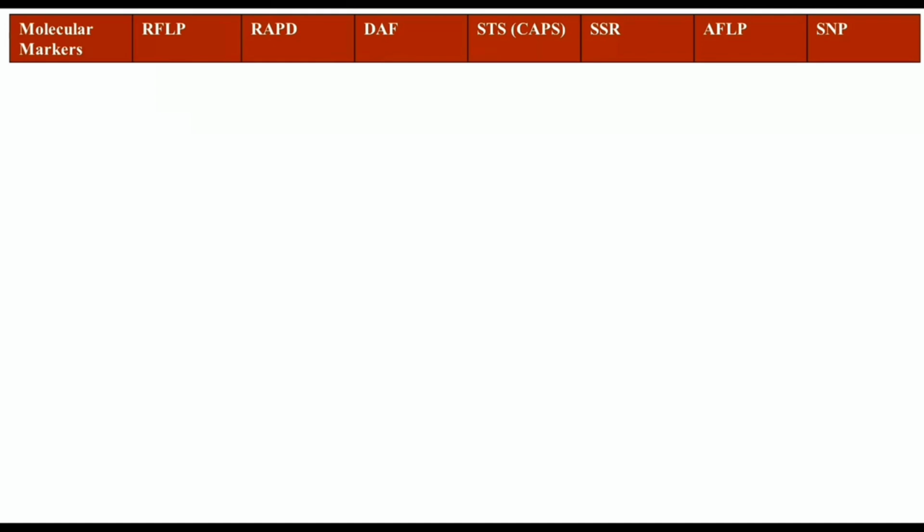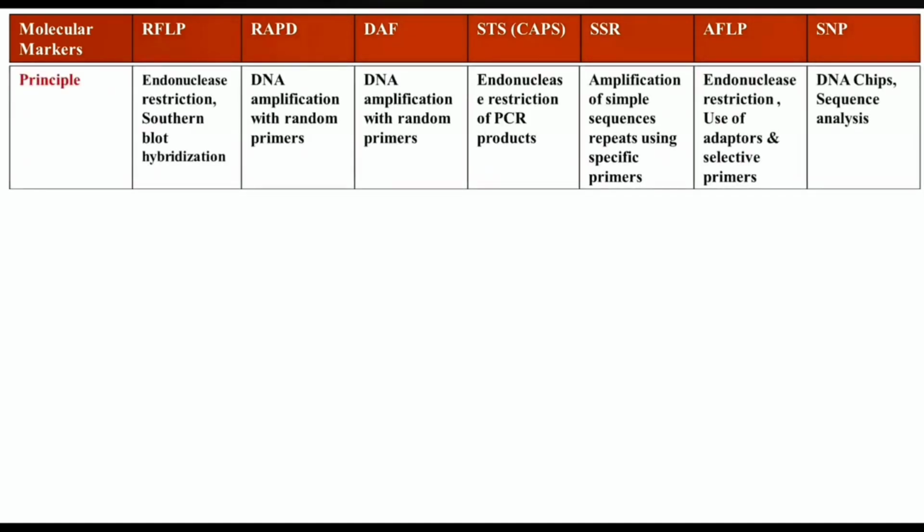It is very much sure that you will get 1 or 2 questions from this topic. It's a very important topic, and to have a clear-cut idea, I have made a table on it. From the table only you'll get a clear-cut idea about each and every marker. What is the principle behind every marker? It's given in this. First comes restriction fragment length polymorphism.